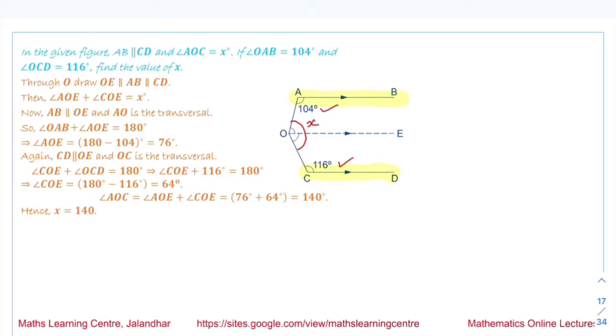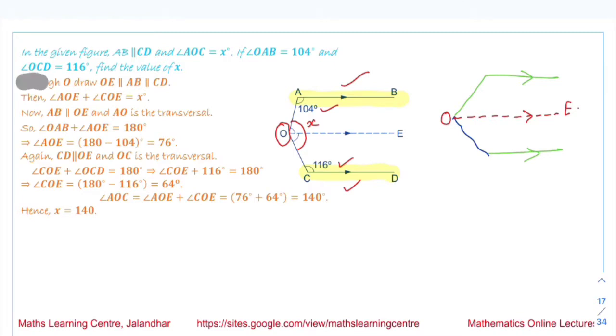The figure that is given to us has these two parallel lines. Some point O is there and we are joining these two points. So the first thing we are doing over here is constructing a line OE parallel to AB and CD, passing through the point O. We are constructing a line which is parallel to both these lines. This is mentioned in this statement: through O draw OE parallel to AB and CD.